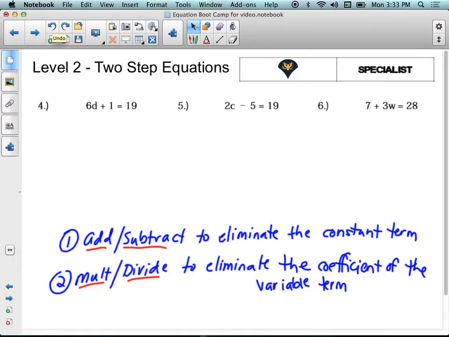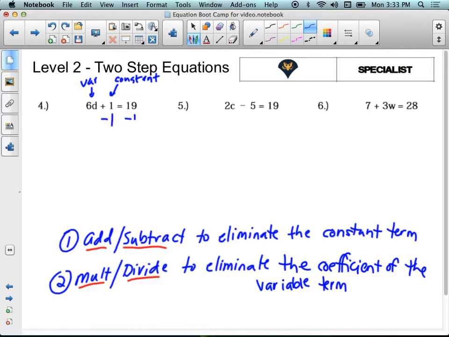So let's look at number 4. We've got 6d plus 1 on one side. 6d is the variable term. Okay? And plus 1 is the constant term. So the first thing we're going to do is add or subtract to eliminate that plus 1. I'm going to do the inverse operation of plus. I'm going to do minus. So I'm going to get 6d equals 18.